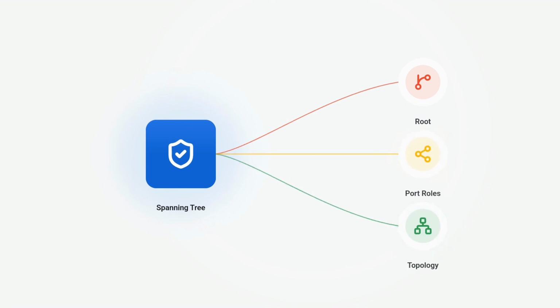In real networks, you usually don't leave root election to chance. You tune the priority so the switch you want, usually the core, becomes root on purpose. And when you verify spanning tree, show spanning-tree is the command to reach for. It lets you confirm who the root is, what the port roles are, and whether the topology actually matches the design you intended. If you can hold on to the big ideas from this lesson, you're going to be in really strong shape for the exam.